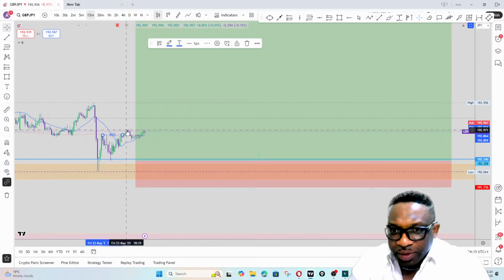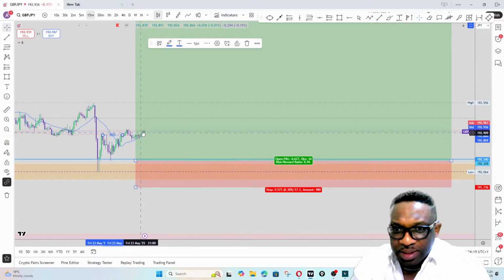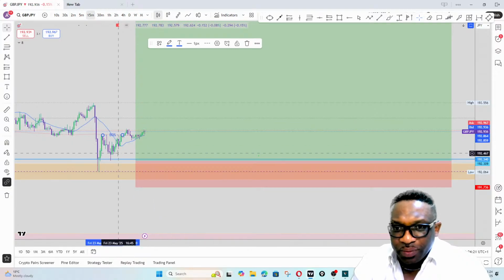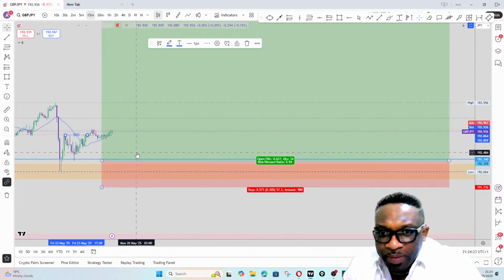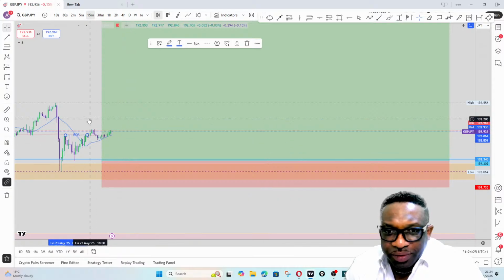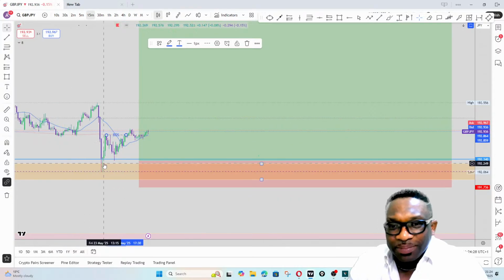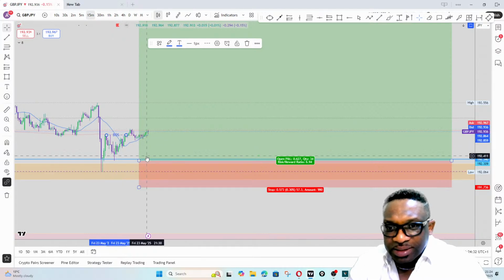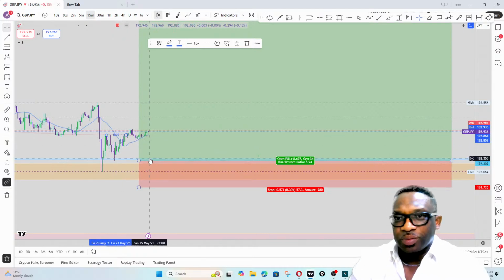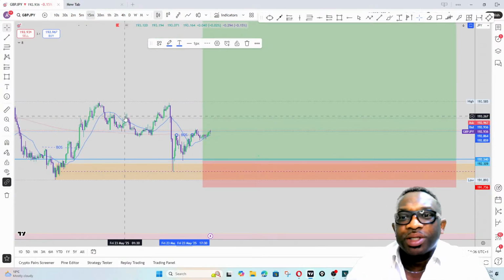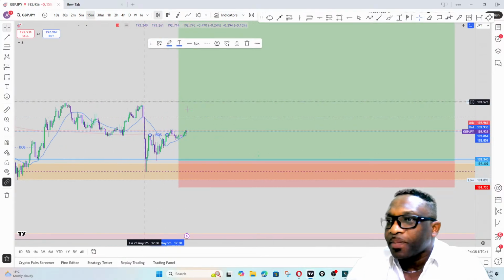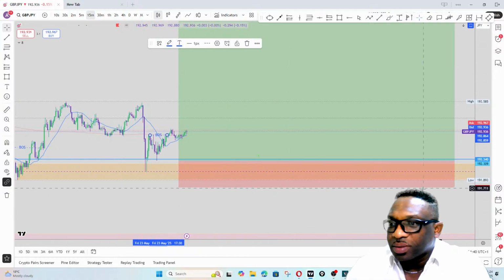So if price gives us a pullback to this origin here, it will be a nice entry too, as it's already tapped in. But if it gives us another push down here, it will be another opportunity to take this to the upside. Okay, so this is on GJ.